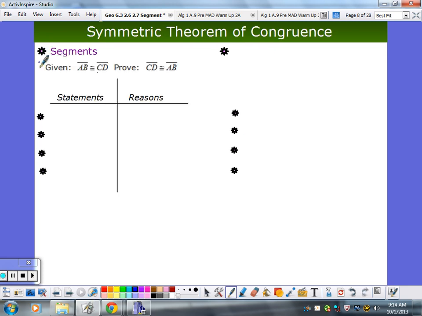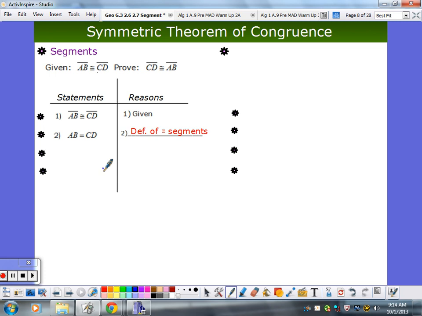Let's look at some of these other ones. Symmetric. Okay, so I gave you this conjecture that if you know that AB is congruent to CD, then CD is also going to be congruent to AB. So my given, AB congruent to CD, that's given. AB equals CD because why? Yeah, the definition of congruent segments. If two things are congruent, they're going to have the same measure.